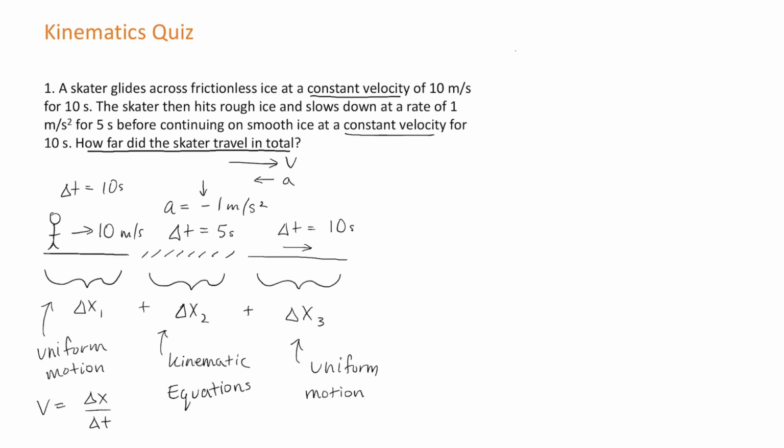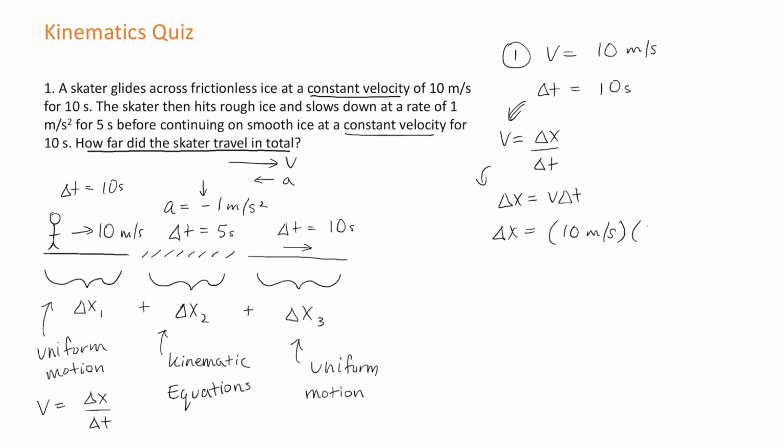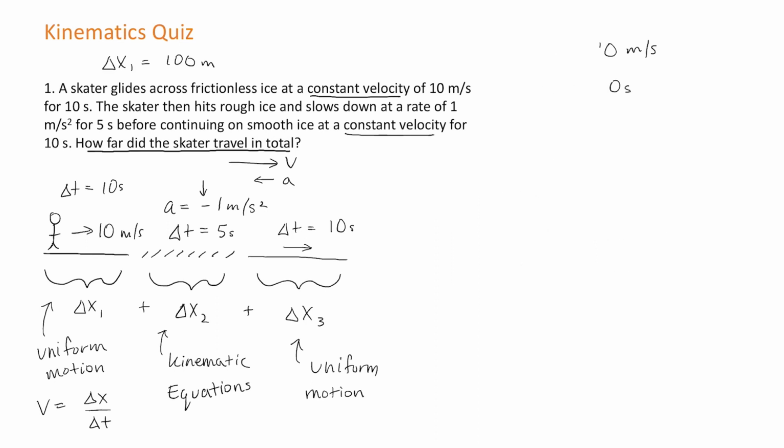Let's start solving by looking at the first part of the motion. We know that the skater had a velocity of 10 meters per second, and they skated for 10 seconds. We can use our v is equal to delta x divided by delta t equation, rearrange to isolate for delta x, and then just plug in our values. And what we find is that the change in position for the first part of this motion is 100 meters. Now let's move on to the second part of the motion.